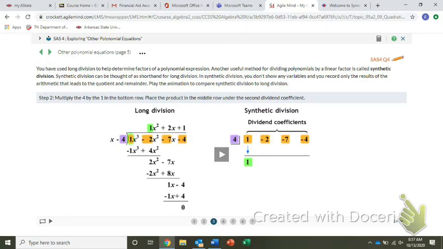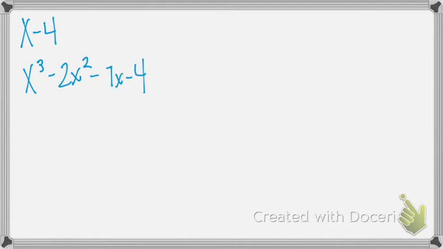All right. I'm going to go back to this and just do it. All right, so we have x minus 4 is our factor, and we have x cubed minus 2x squared minus 7x minus 4.